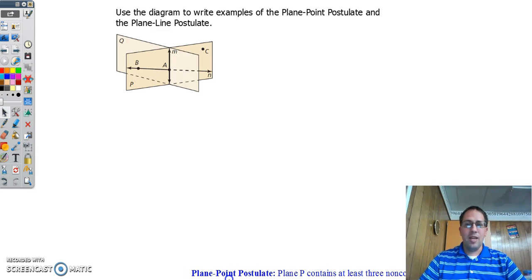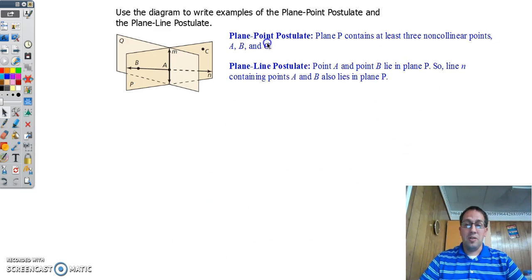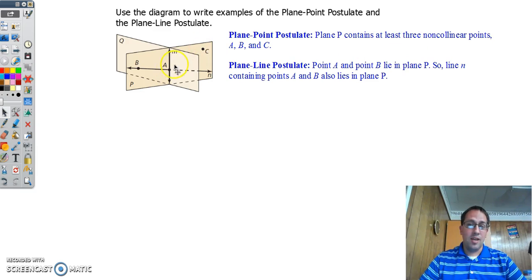Well, looking at this, the plane point postulate says that if you have a plane, it's got 3 points. So plane P contains at least 3 non-collinear points, in this case A, B, and C. The plane line postulate: point A and point B lie on a plane, so line N is also on the plane because line N goes through point A and point B. So it also has to be in plane P. Alright.